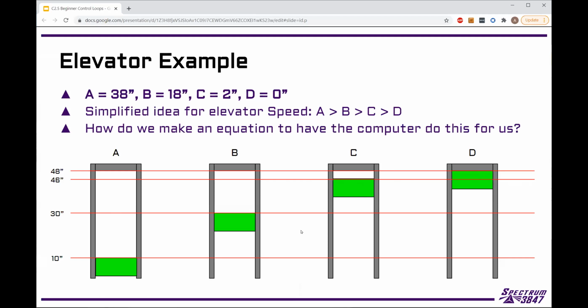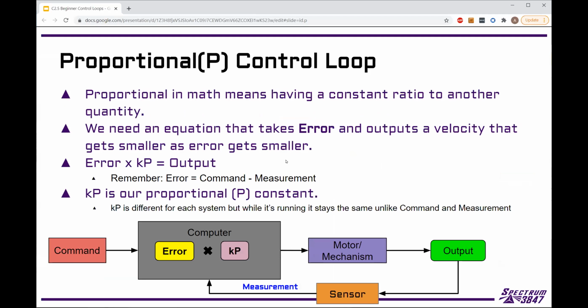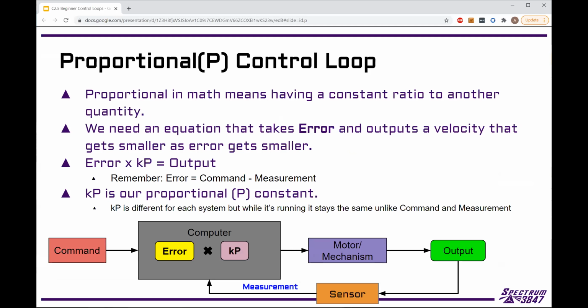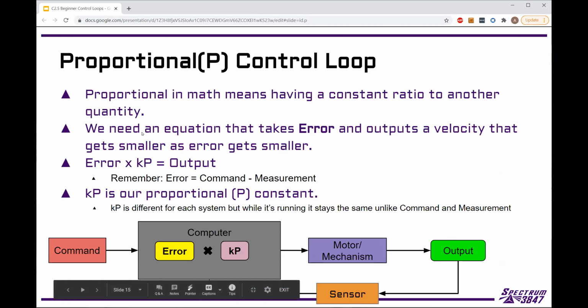Turns out there's a pretty simple way to do it. It doesn't take much math at all. And the way we do it is it's called a proportional control loop. It probably sounds way more complicated than it actually is. Proportional in math means that it's just a constant ratio to another quantity. So it's literally just multiplication. All of you have done multiplication before. It's nothing complicated.